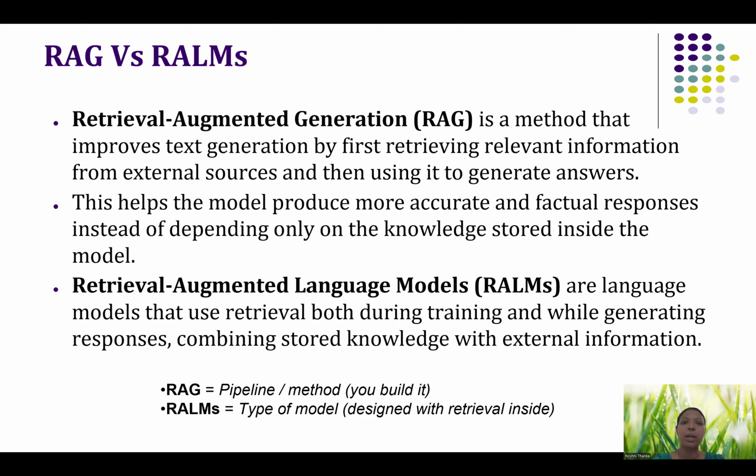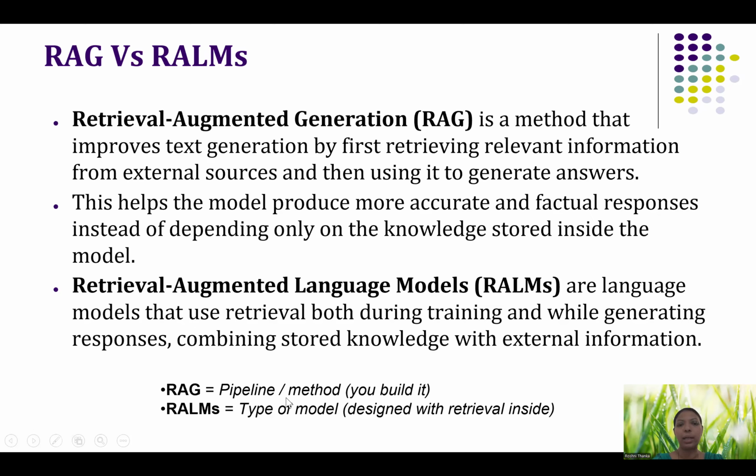So we have another one called Retrieval Augmented Language Model. This is RAG. This is RALMs, that is Retrieval Augmented Language Model. What actually happens here is that during the training itself, we give the most relevant information, and while generating the response, it will get the most relevant information. So it combines stored knowledge with external information, because since we are doing the training itself, we give the most relevant domain-specific information so that we get the relevant answer. But RALMs are most probably used for research purposes.